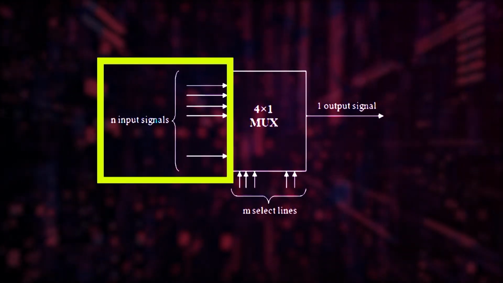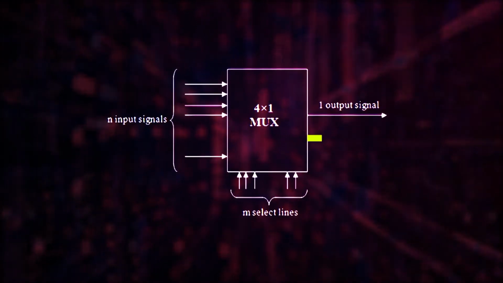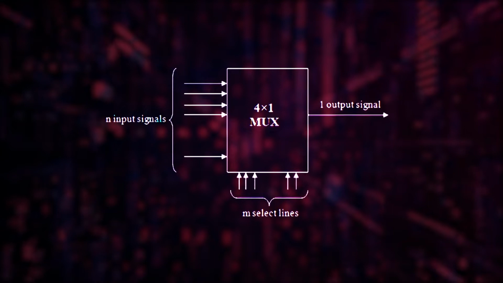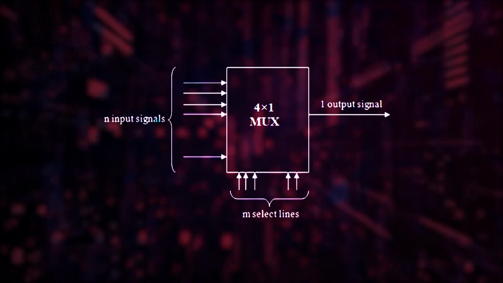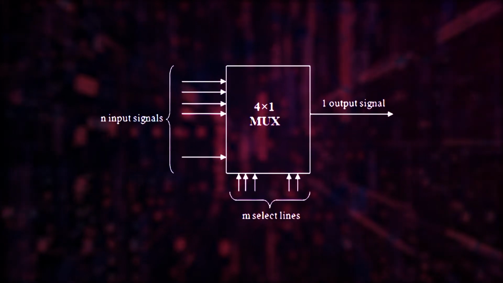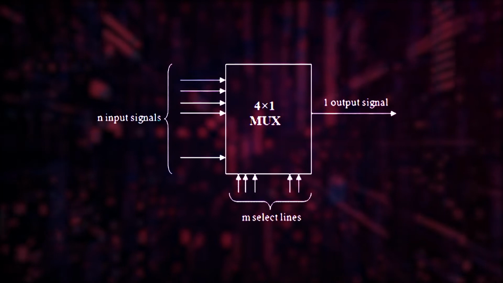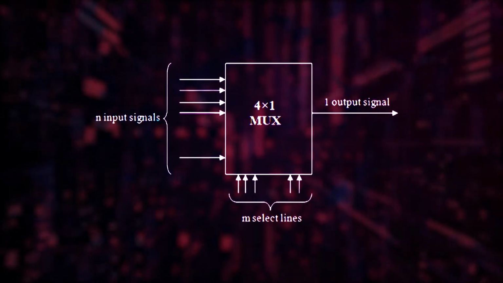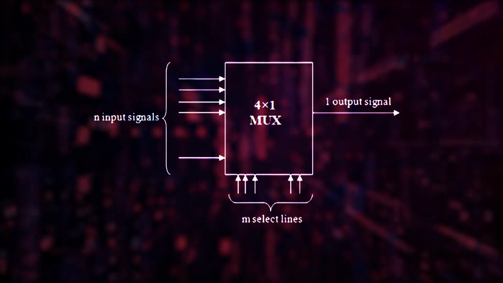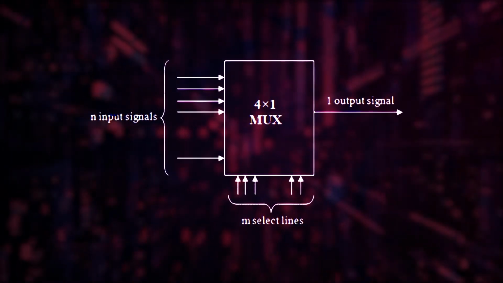Look at the block diagram of a multiplexer shown here. It consists of n input lines, m selection lines and one output line. For m selection lines, the number of possible input lines is 2 raised to m. Alternatively, if the number of input lines is n, that is 2 raised to m, then m selection lines are required to select one of n input lines.